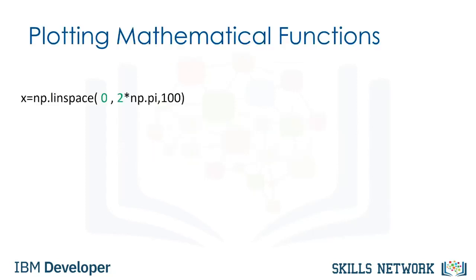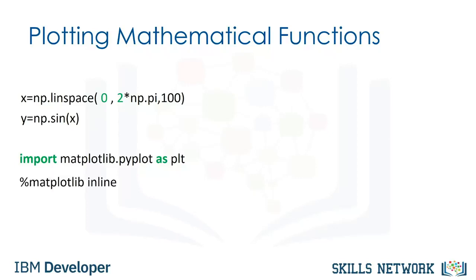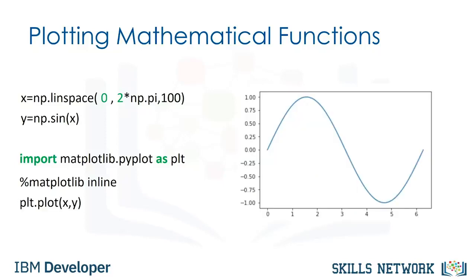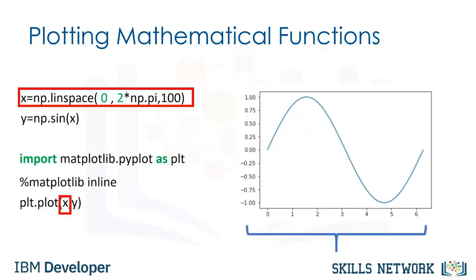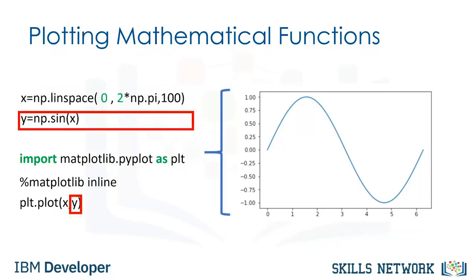We can use the function linspace to generate 100 evenly spaced samples from the interval 0 to 2π. We can use the NumPy function sine to map the array X to a new array Y. We can import the library pyplot as plt to help us plot the function. As we are using a Jupyter notebook, we use the command matplotlib inline to display the plot. The following command plots a graph. The first input corresponds to the values for the horizontal or x-axis. The second input corresponds to the values for the vertical or y-axis.